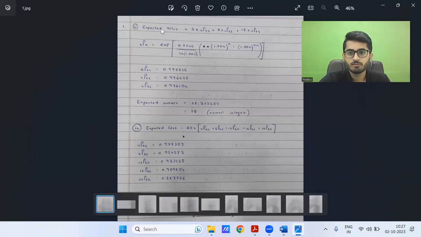The expected number of people who would be attending is going to be 3 times 4P72, plus 8 times 4P68, plus 18 times 4P64. And then we have this formula of tPx.